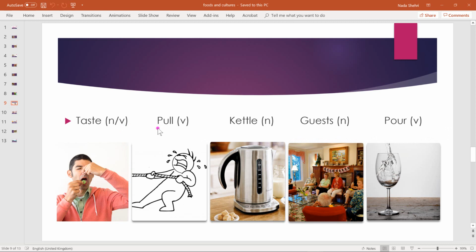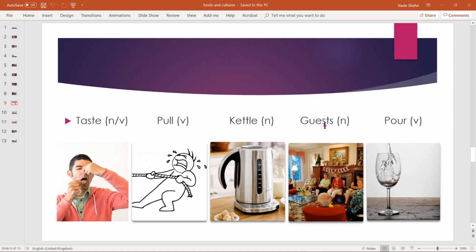The second word is pull. And here is the meaning of pull. To pull something, it is a verb. To pull the car, to pull the curtain, to pull the door, and so on and so forth. The third term is kettle. It is a noun. It is an object where we usually boil the water. So this is the kettle.